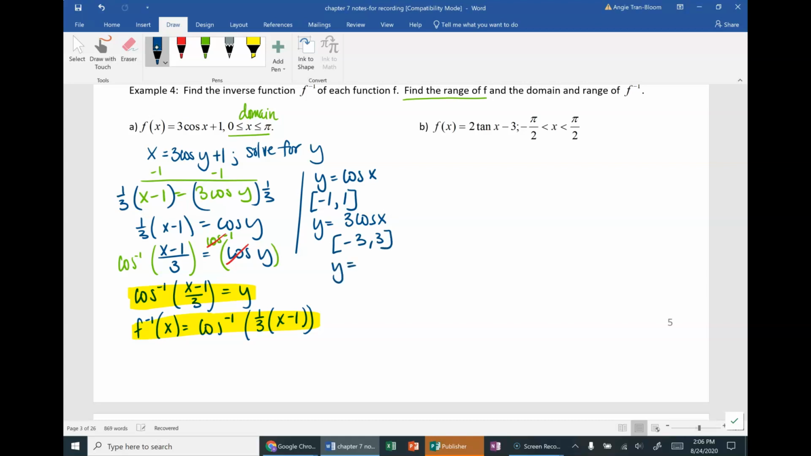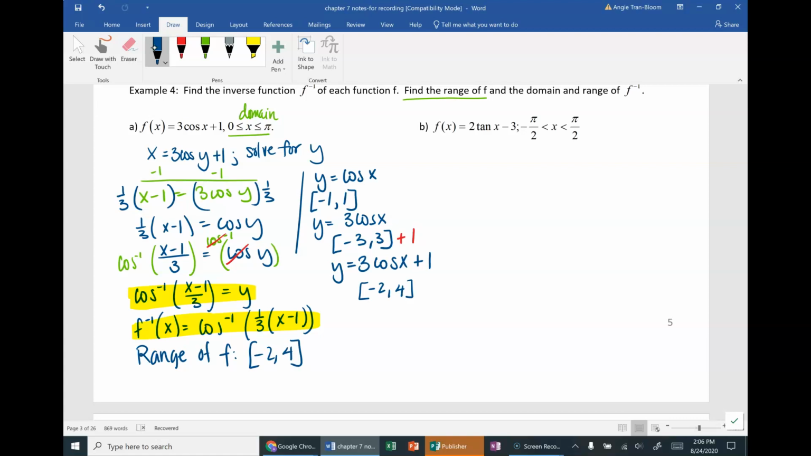But your f function is really 3 times cosine of x plus 1. The additional 1 on the end is a vertical shift up 1 unit. So if you shift up 1 unit, what are you really doing? You're adding 1 to the y's. If you add 1 to the y's, then your range is now really -2 all the way to 4. So the range of f is -2 to 4.